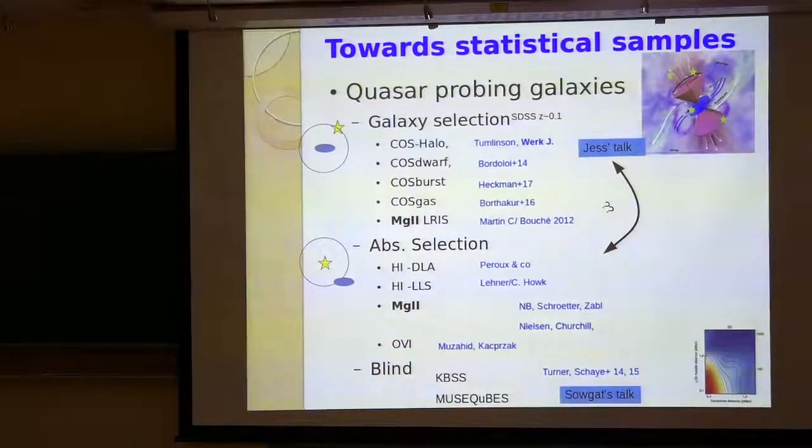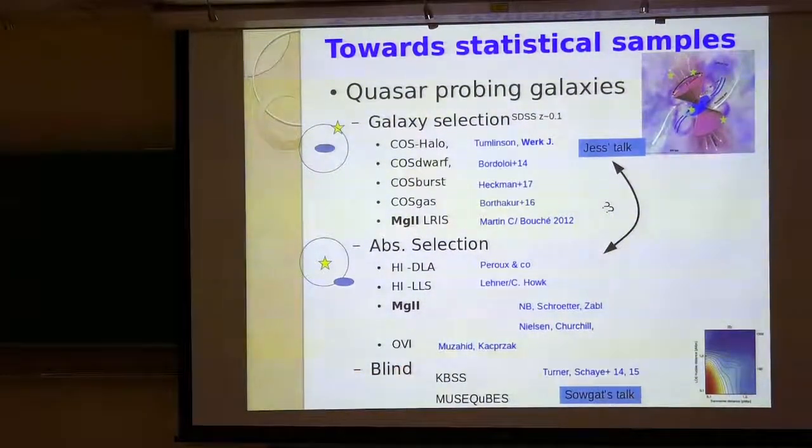Now, for quasar probing galaxies, there are two types of studies. There are the studies where you start, like in Jess's presentation, with galaxy selections. And then you look for a quasar nearby, but you start with a galaxy selection so you know the galaxy properties. So that's what you can do in the CASBAH survey, M-star galaxy or L-star galaxy. The alternative is to use absorption selected surveys where you start with a catalog of absorption lines, like magnesium or HI or other lines, and then you look for the galaxies associated with that absorption after the fact. So you know the property of the absorption before, not anything about the galaxy.